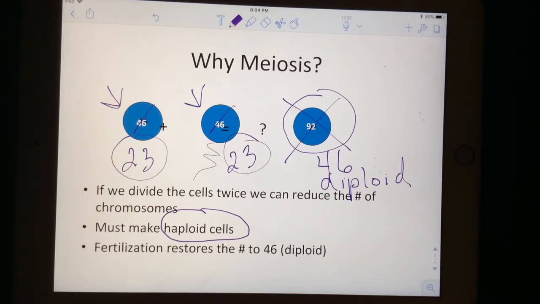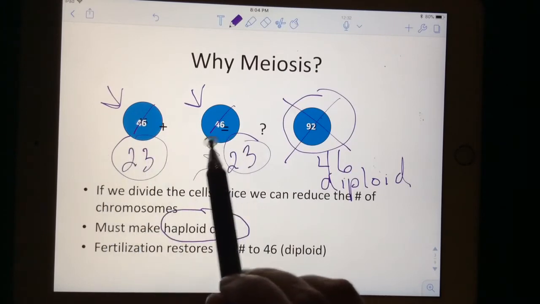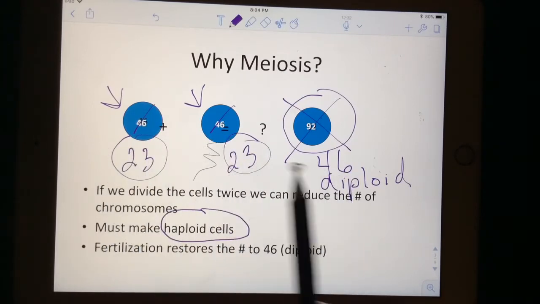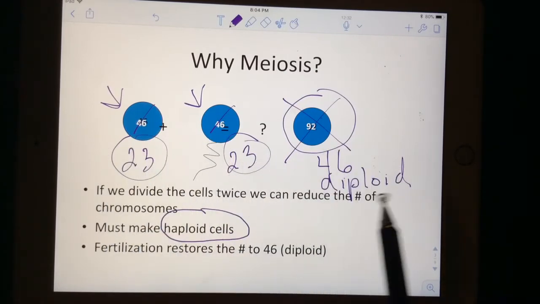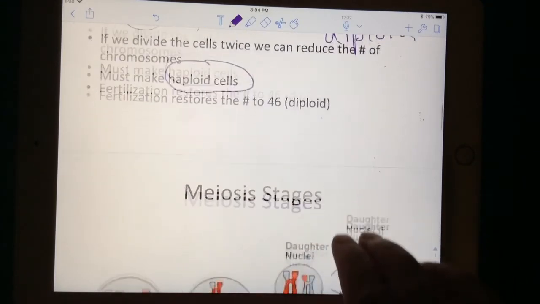So what meiosis does is cut this number in half. It brings us down to 23 for both our egg and our sperm, so that when they fertilize, you end up with 46. So what we're really making here are haploid cells. Sperm and egg are haploid cells.